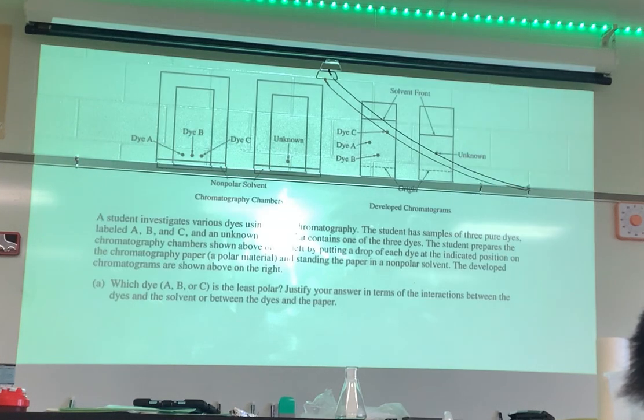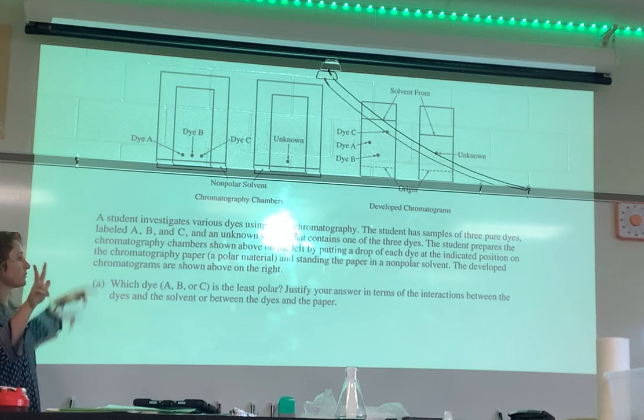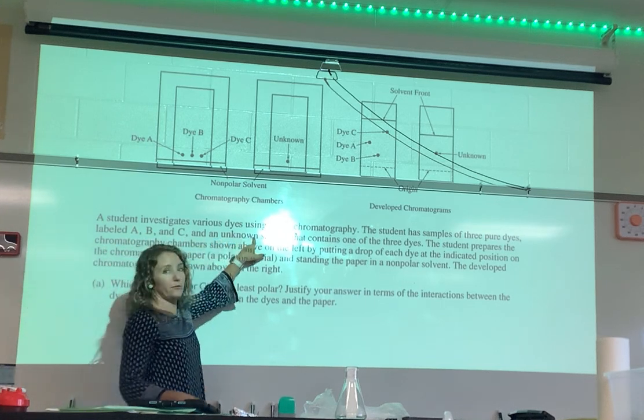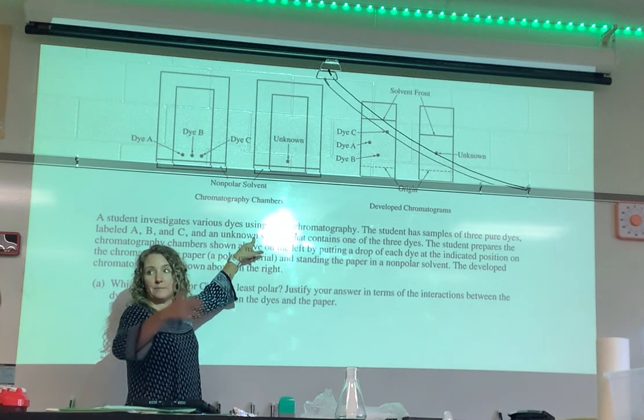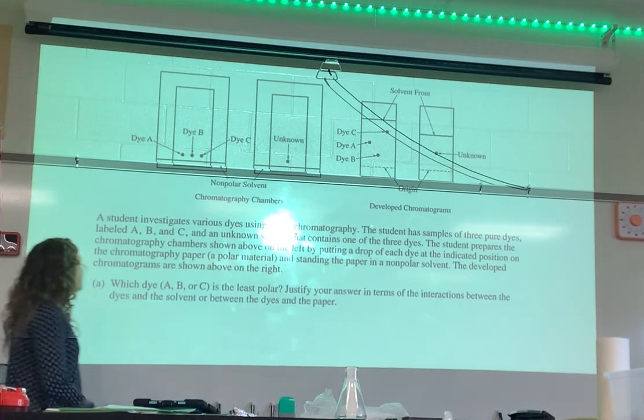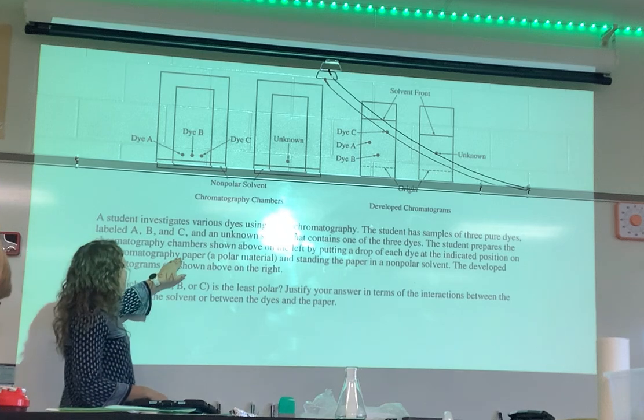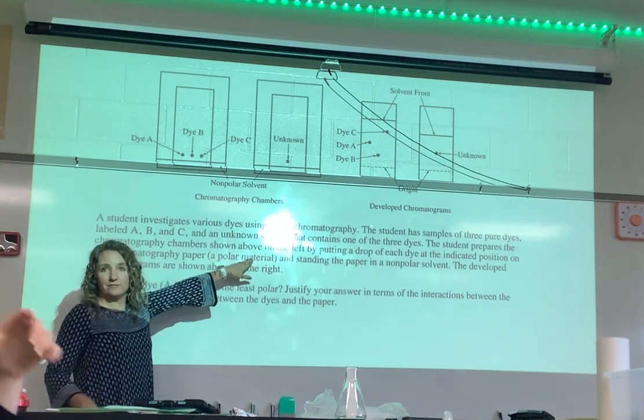All right, let's take a look at an example of an AP question to get our minds thinking about this. The student is testing using paper chromatography. They have 3 pure dyes labeled A, B, and C, and some unknown sample. The unknown is either A, B, or C. The student prepares the chromatography chamber shown above on the left by putting a drop of each dye at the indicated position. Note this, highlight this: the paper is a polar material.